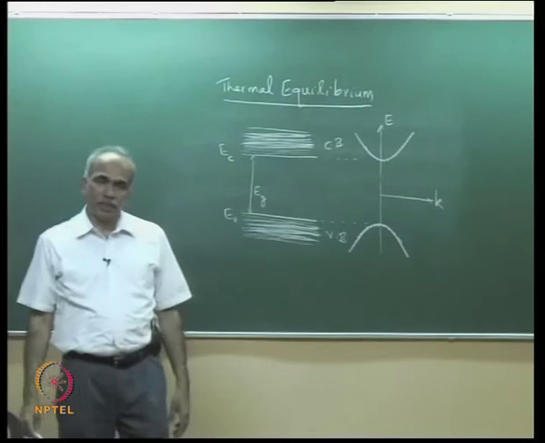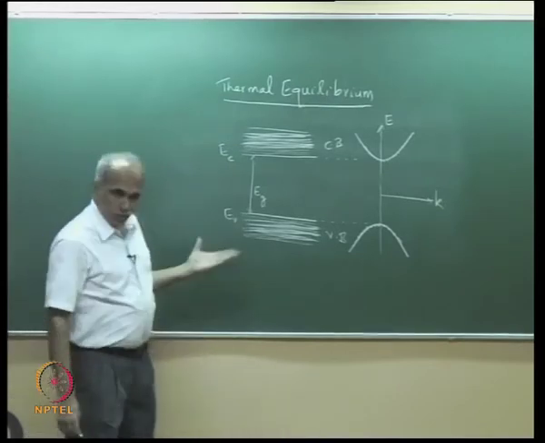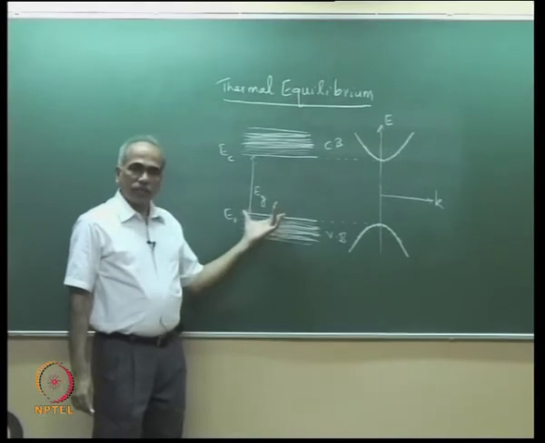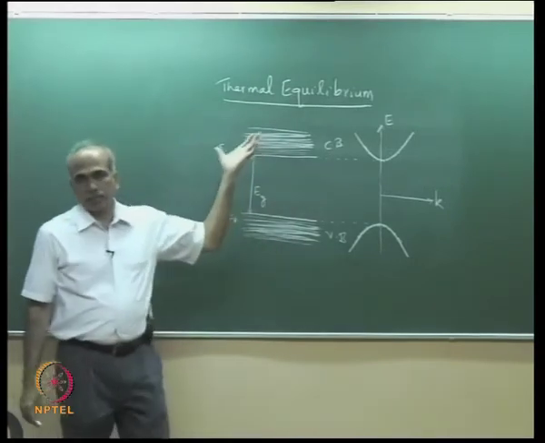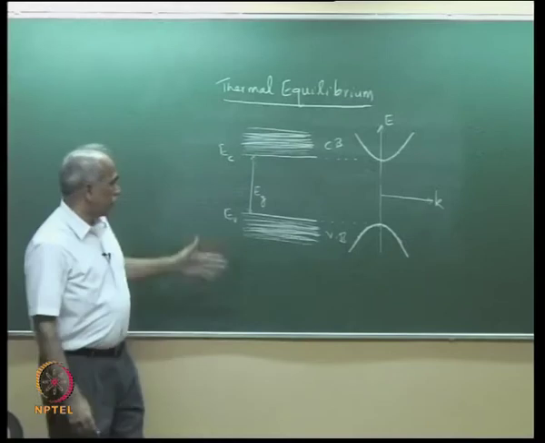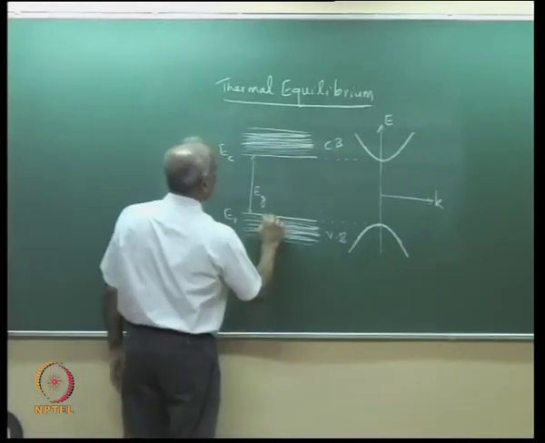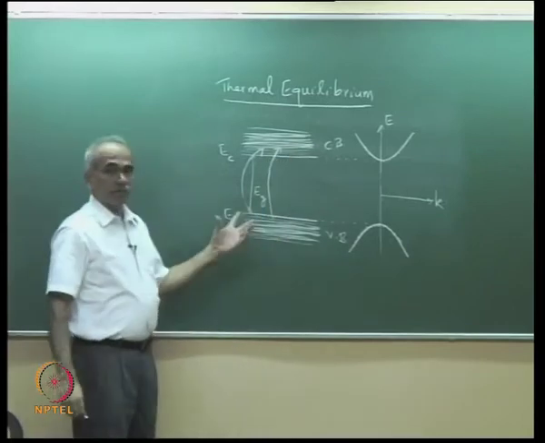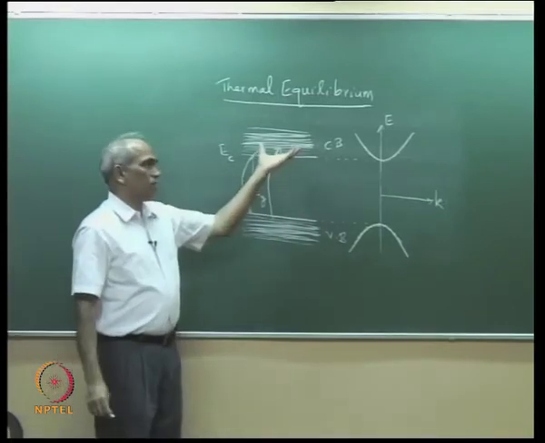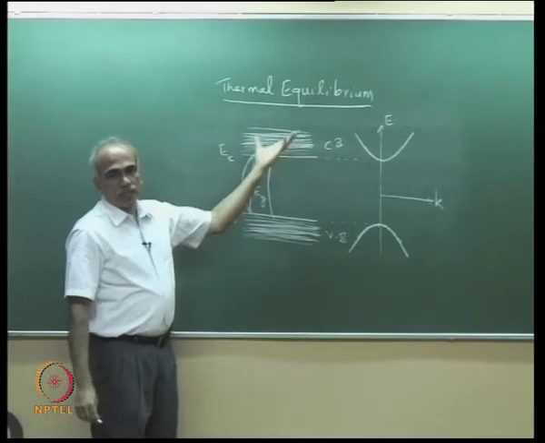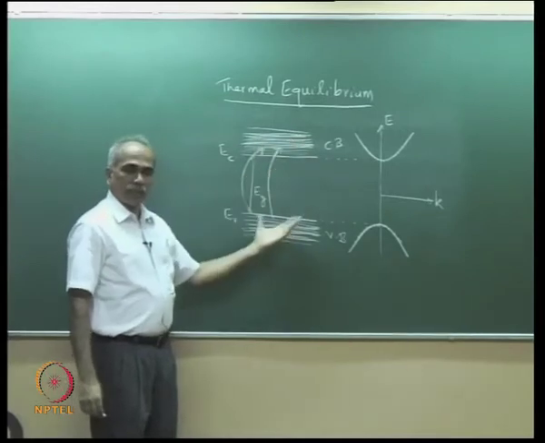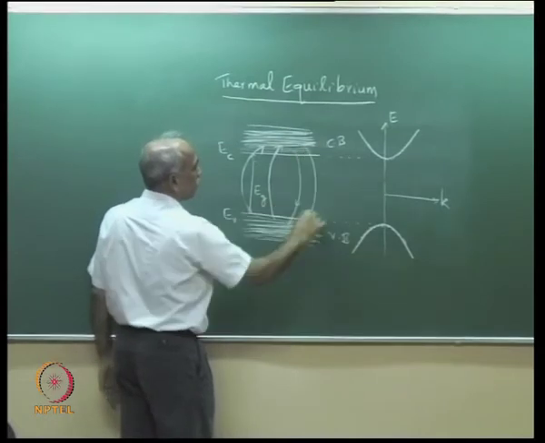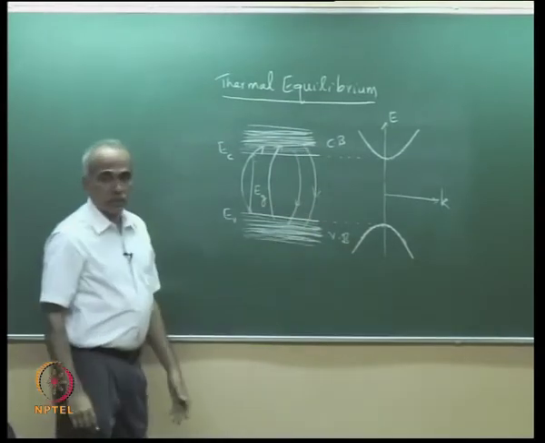At thermal equilibrium, when T is equal to 0 K in a semiconductor, the lower band is completely full and the upper band is completely empty. And at a finite T, there are electrons which are making continuous upward transition. Please remember, it is not that there are some fixed number of electrons here and a fixed number of holes here. It is a dynamic equilibrium. There are electrons which are making upward transition and downward transition.